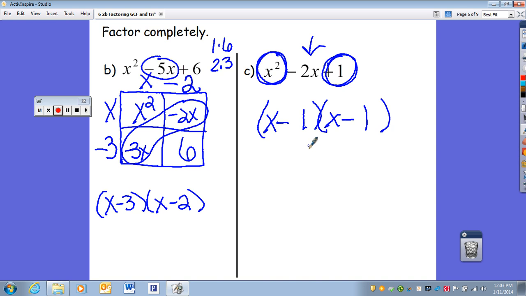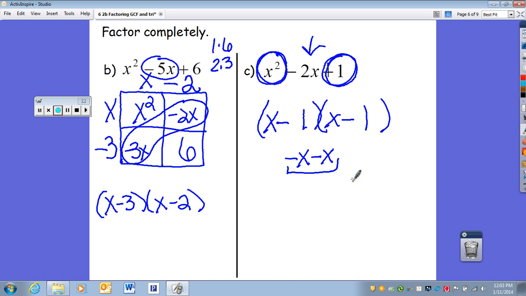So let's check to make sure this is correct. So x times x is x squared. X times negative 1 is negative x. Negative 1 times x is negative x. And if I add these two together, I get negative 2x. And then negative 1 times negative 1 is positive 1.